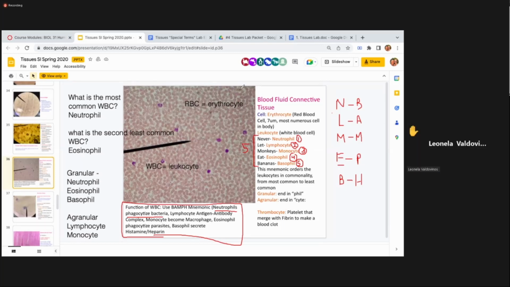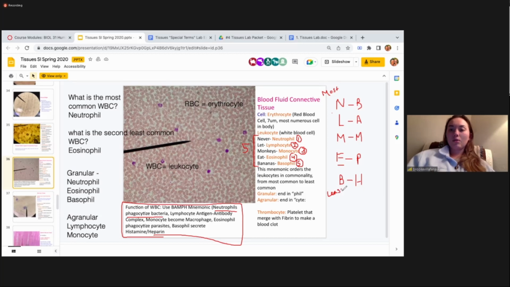So the mnemonic is in order from most to least common? Is the mnemonic in order from most to least common for the white blood cells? Yes. So the neutrophil would be the most common, and then the basophil would be the least common. All right. Any other questions on this?